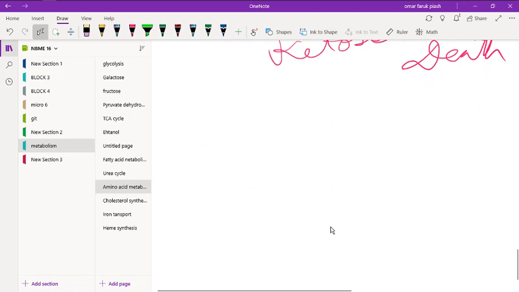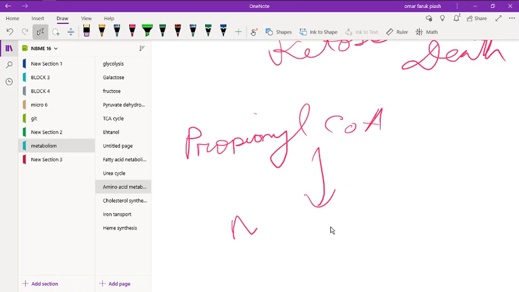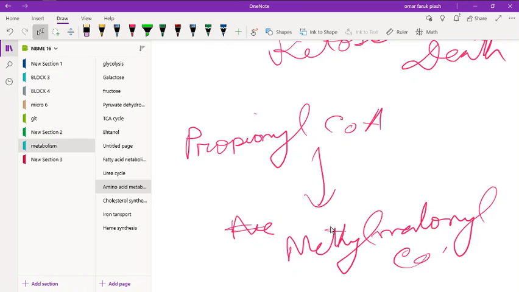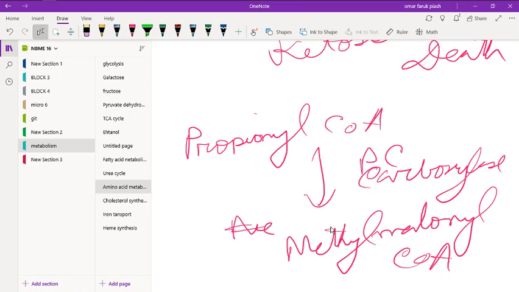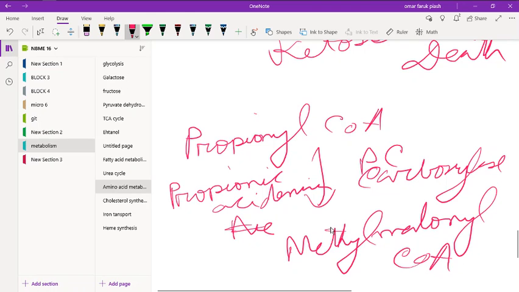The other thing you have to remember is that propionyl CoA can be further converted into methylmalonyl CoA with the help of propionyl CoA carboxylase. If there is a deficiency of this enzyme, propionyl CoA carboxylase, it will cause propionic acidemia.